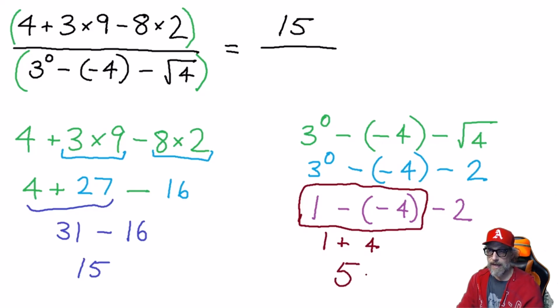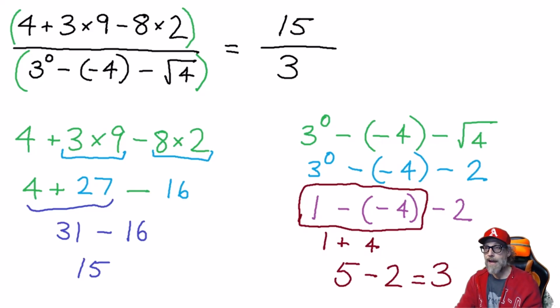And now let's bring down that minus 2 and do that subtract. 5 minus 2 equals 3. Now, that was the expression for our denominator. Let's put that 3 back in the denominator and finish this problem up with the actual fraction, which is representing division. 15 divided by 3 equals 5.